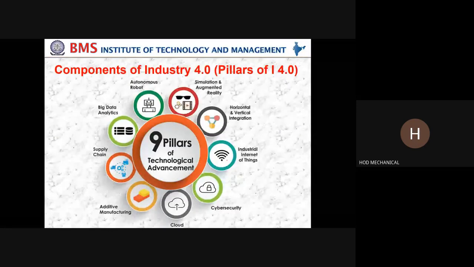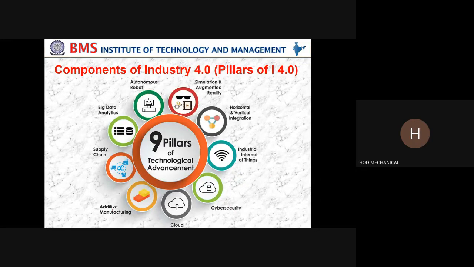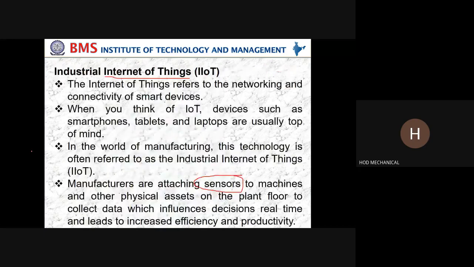We have the industrial internet of things, cyber security, cloud computing, additive manufacturing, supply chain, big data analytics, autonomous robots, simulation and augmented reality, and horizontal and vertical integration. These are the components of Industry 4.0, and important from the exam point of view.